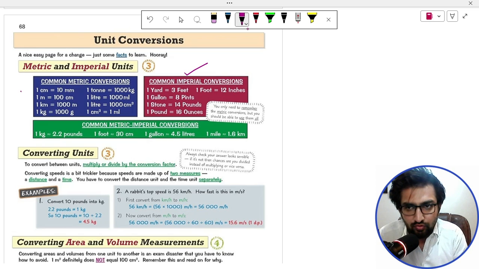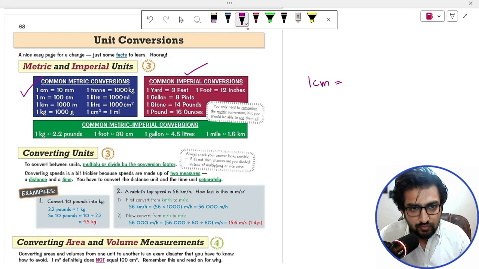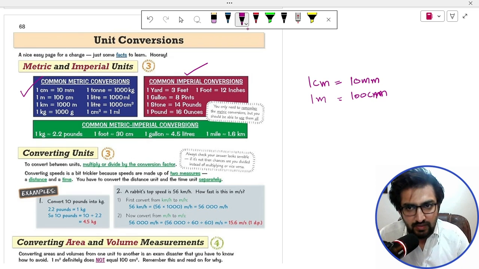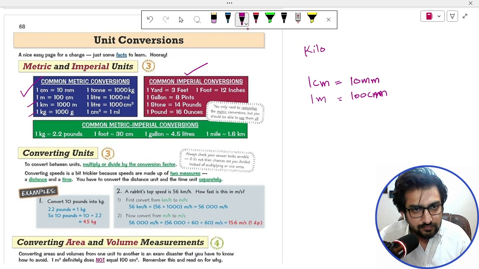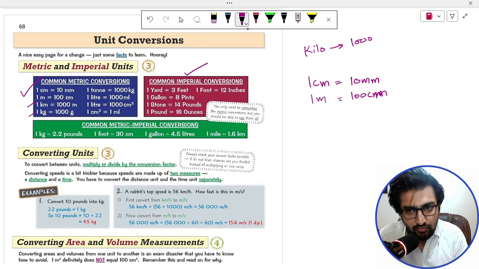First of all, you should know these conversions. 1 centimeter is equal to 10 millimeters. Similarly, 1 meter is equal to 100 centimeters. 1 kilometer is equal to 1000 meters, and 1 kilogram is equal to 1000 grams. By the way, kilo means 1000. So 1 kilometer is 1000 meters, and the k for kilo is 1000, so 1 kilogram is equal to 1000 grams.